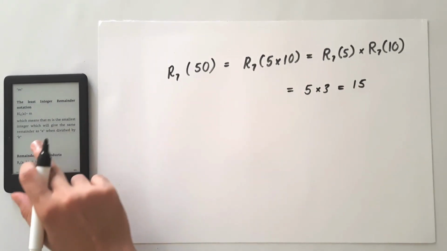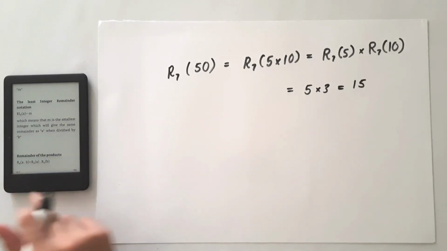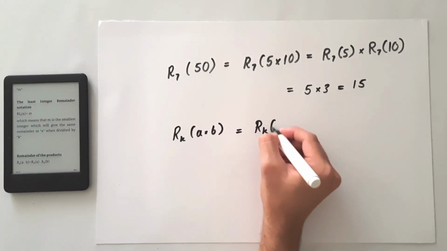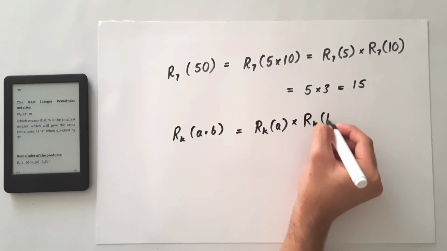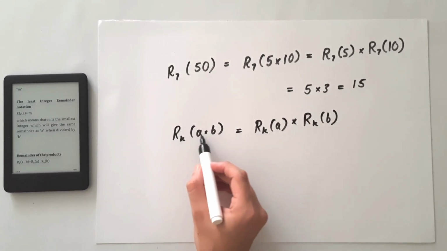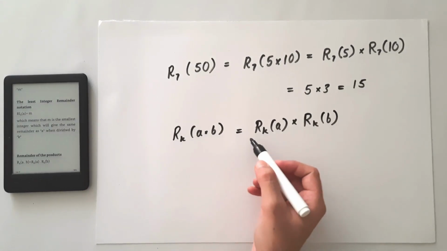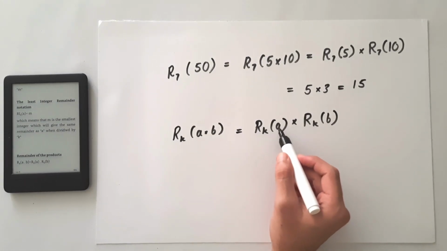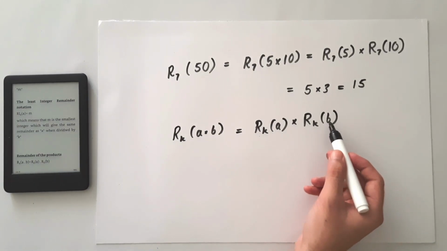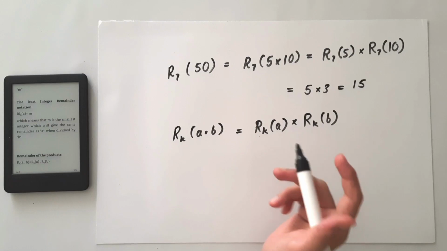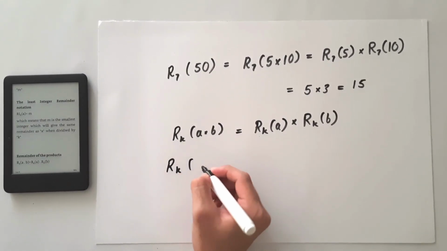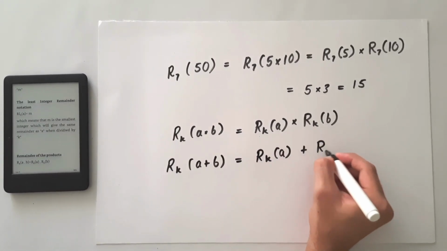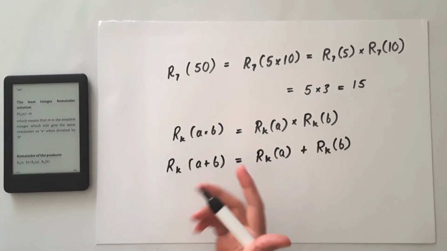Another rule is the remainder of product rule, which goes like this: R k of AB, A into B, is equal to R k of A into R k of B. The remainder which AB will give when divided by K will be the same as the product of the remainder which A will give when divided by K and the remainder which B will give when divided by K. Another rule is R k of A plus B will be the same as R k of A plus R k of B. This can be very easily derived.